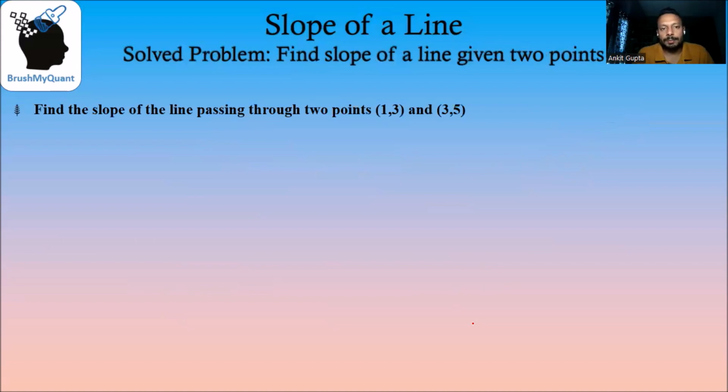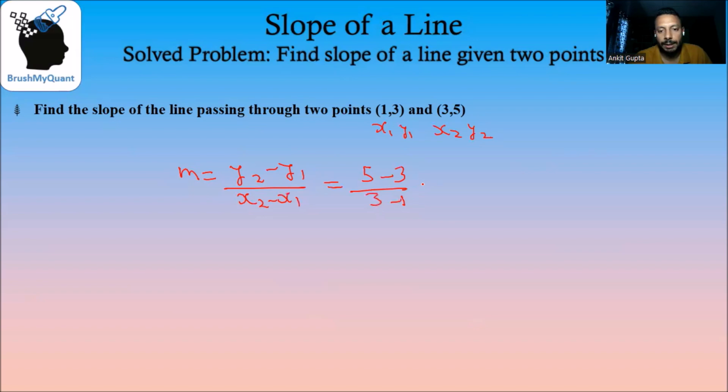Now let's try to solve some problems based on the concepts of slopes. This problem is based on finding the slope of a line given 2 points. We need to find the slope of the line passing through 2 points (1, 3) and (3, 5). We know that slope m of the line is given by y2 minus y1 divided by x2 minus x1, where this point is x1, y1 and this point is x2, y2. That means this is equal to 5 minus 3 divided by 3 minus 1, which is 2 divided by 2, which is 1. That means the slope of this line will be equal to 1.